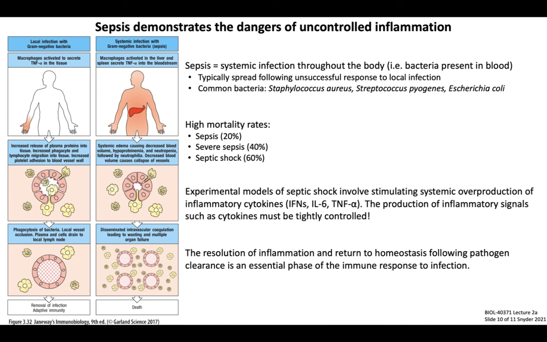Now, sepsis occurs when there is a systemic infection, such as bacteria that are present in the blood that are then allowed to circulate throughout the entire body. This usually occurs when a local infection is unsuccessfully controlled and bacterial spread is allowed. And some common pathogens that are implicated in a lot of sepsis cases are Staph aureus, Strep pyogenes, and E. coli.